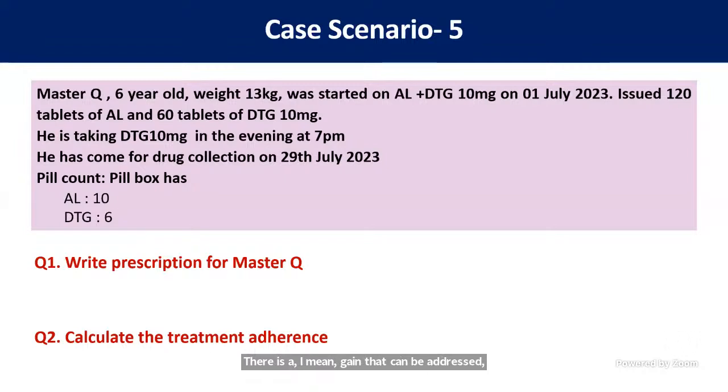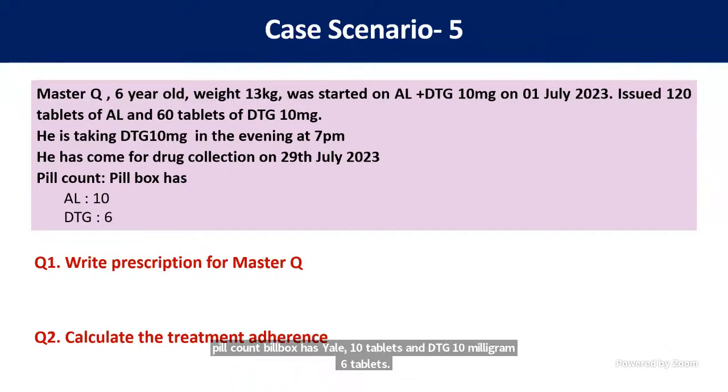So this case scenario: a 6-year-old child weighing 13 kgs was started on abacavir, lamivudine, DTG 10 milligram in July 2023. This child was issued 120 tablets of AL and 60 tablets of DTG 10 milligram. He is taking 10 milligram DTG in the evening at 7 p.m. He has come for drug collection on 29th of July 2023. The pill box has AL 10 tablets and DTG 10 milligram 6 tablets. Write the prescription for this child and calculate the treatment adherence.